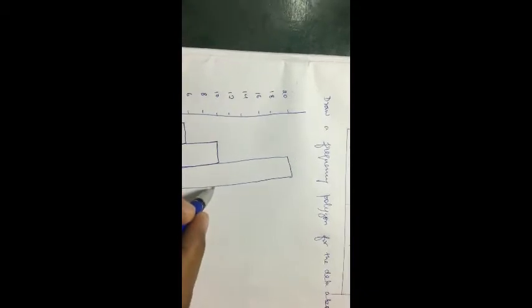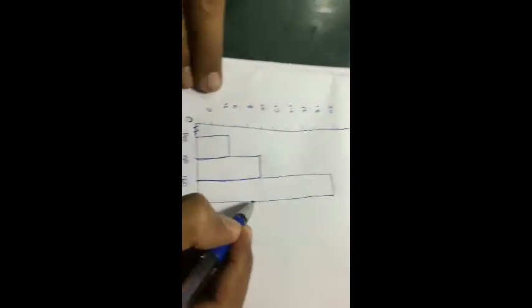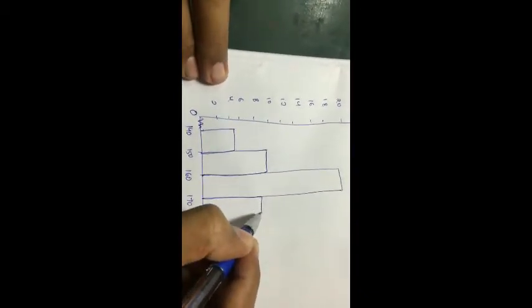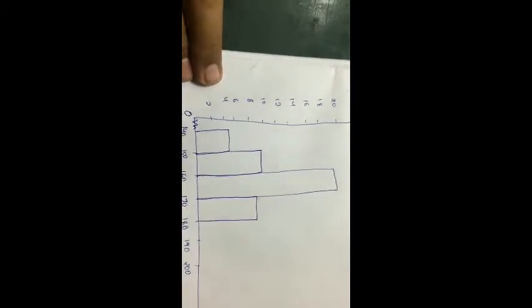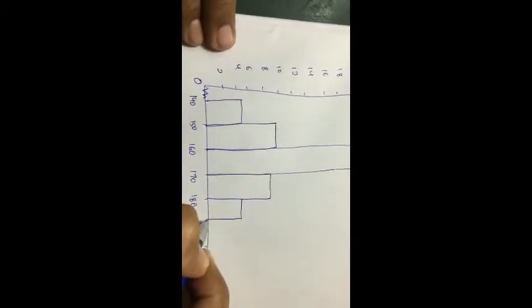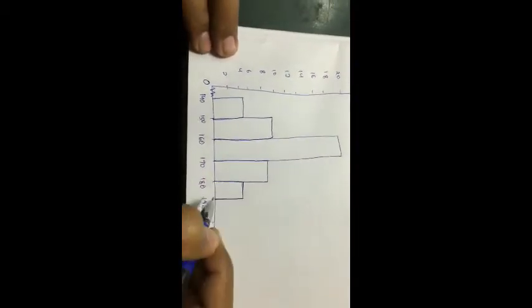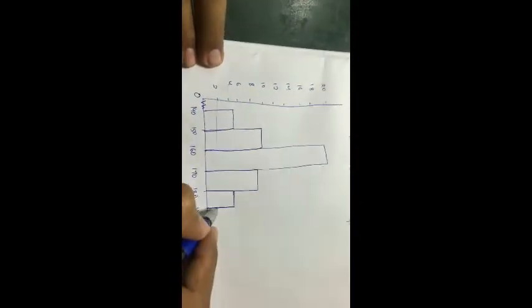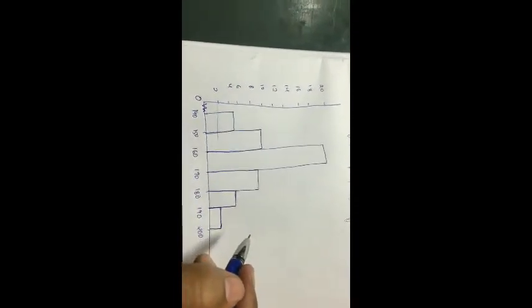So it comes around here. I'm drawing it like this from 170 to 180. Next is 180 to 190, which is 6. So 180 to 190 will come at this point. And at last is 190 to 200, which is equal to 2. So this will be 2 for 190 to 200. So this is our histogram way.